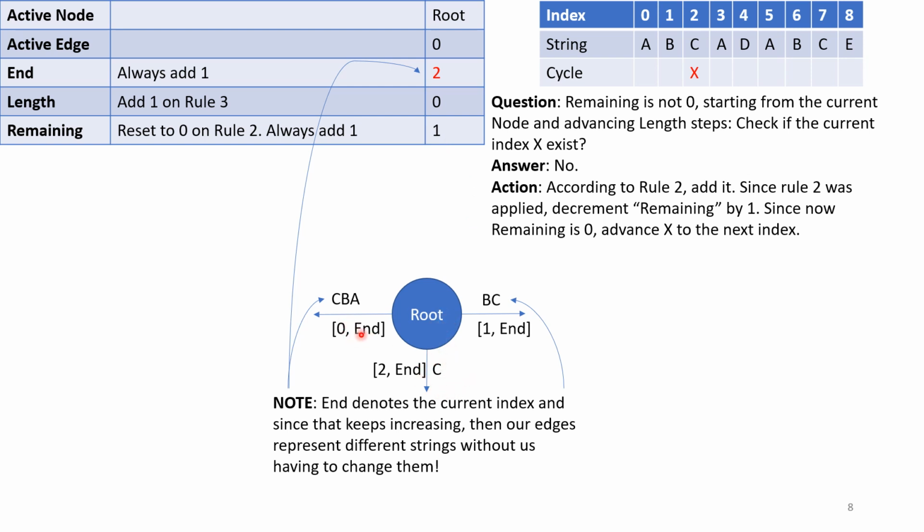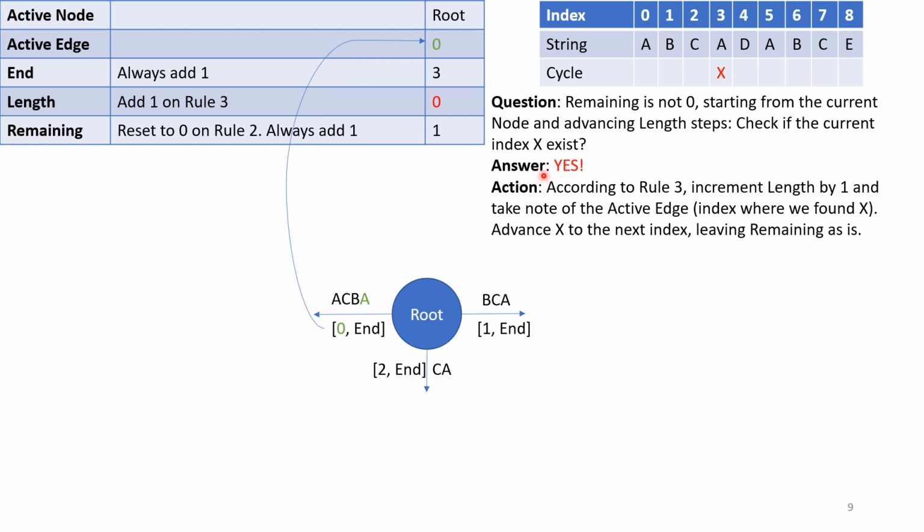And notice that end was nice enough to append the C to each of the other paths. So far nothing interesting is happening. We're just adding the letters as we're seeing them. But now A is going to appear, so the answer is actually going to change. Since we're moving to the next cycle, remaining is back to 1. We ask the question, can we see A from root advancing length steps?